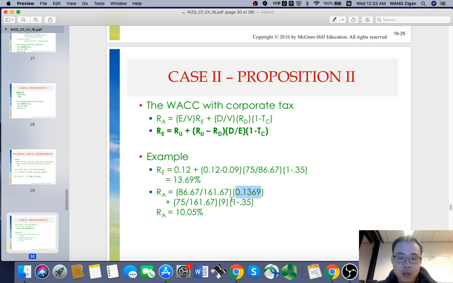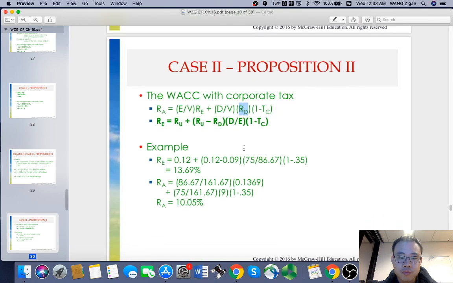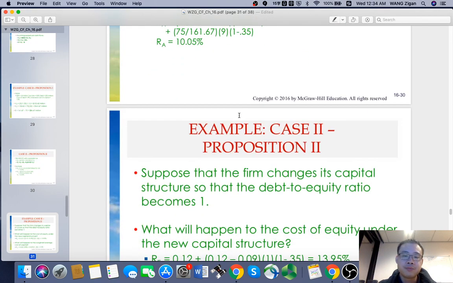And we have RD. RD is 9%. I think it should be 0.09. Okay. I think it should be 9%. Okay, it is a typo. It should be 9%. And this is 1 minus T. So that you can calculate the RA equals 10.05 if the calculation is right. So this is the whole calculation. If you have this in the final exam, just calculate following this. Okay.